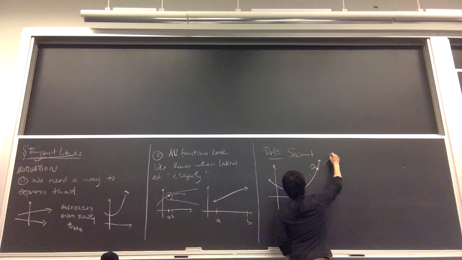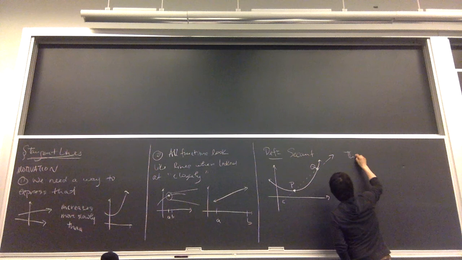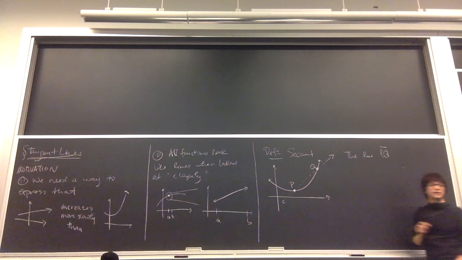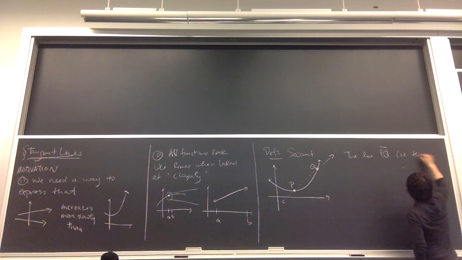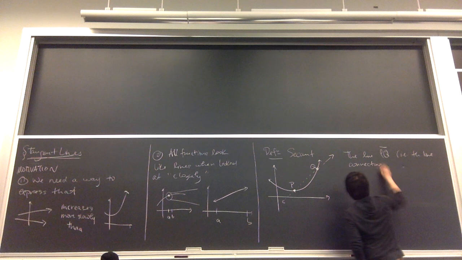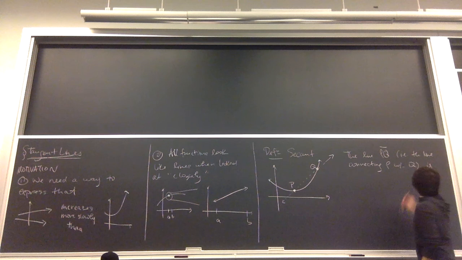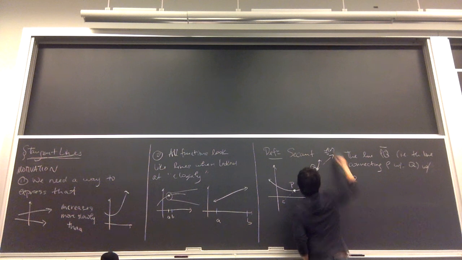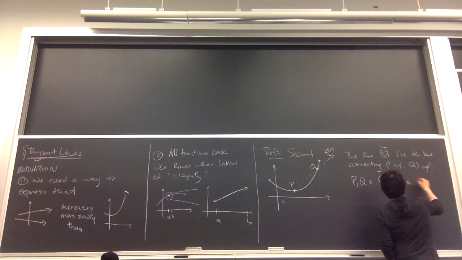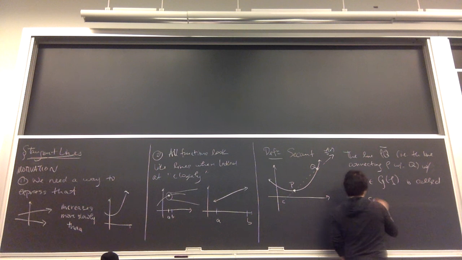So the line, are you guys familiar with this notation? The line connecting P and Q? Well, suffice it to say, this is notation for the line connecting P and Q. The line PQ, maybe I'll just write it, i.e. the line connecting P with Q, with P and Q on the graph of f(x), is called the secant. And I'm going to say at P, but we could have done it at Q.